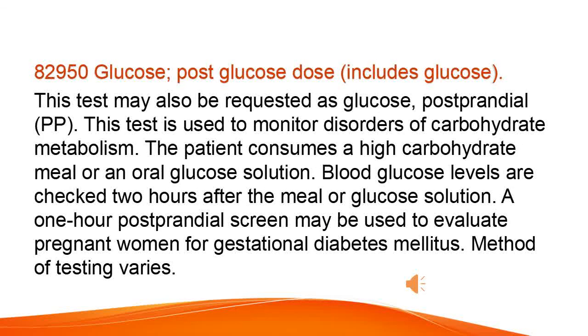Glucose, post-glucose dose, includes glucose. This test may also be requested as glucose, postprandial, PP. This test is used to monitor disorders of carbohydrate metabolism. The patient consumes a high carbohydrate meal or an oral glucose solution. Blood glucose levels are checked 2 hours after the meal or glucose solution. A 1-hour postprandial screen may be used to evaluate pregnant women for gestational diabetes mellitus. Method of testing varies.